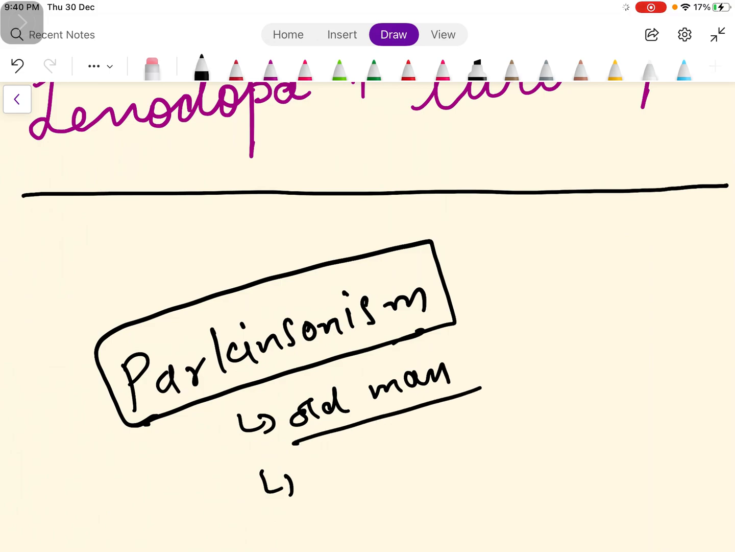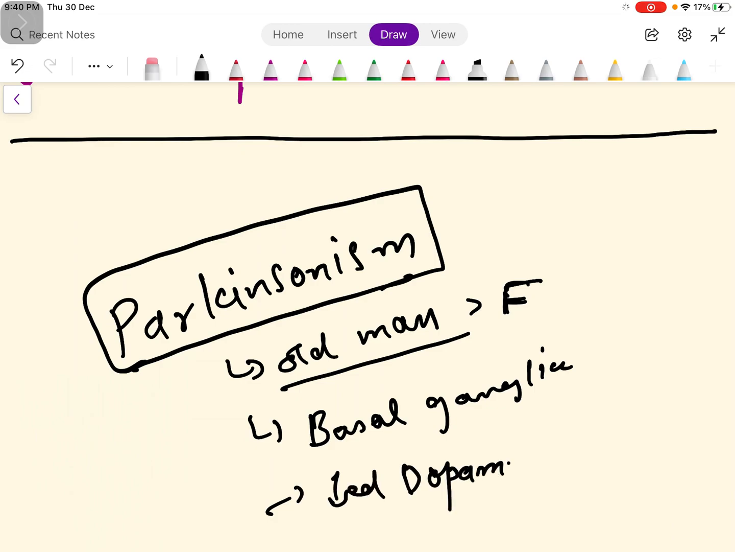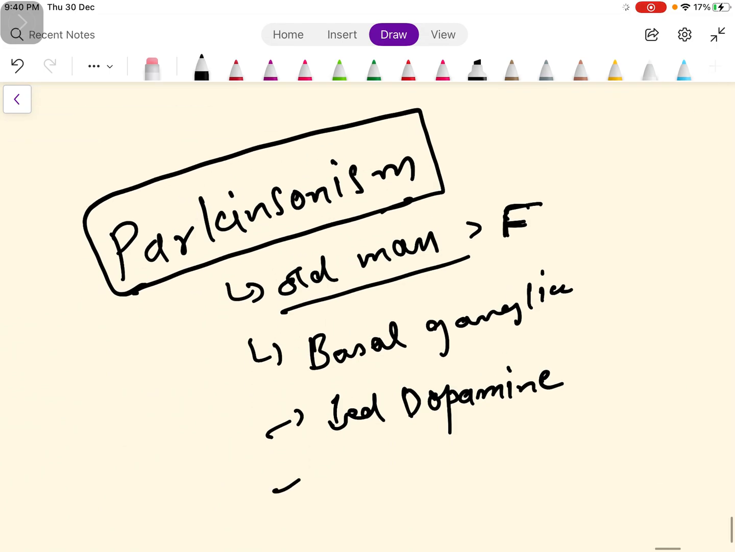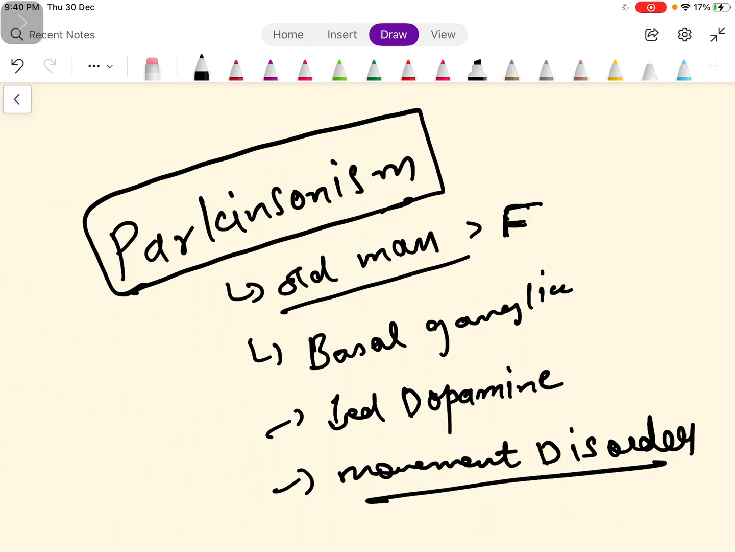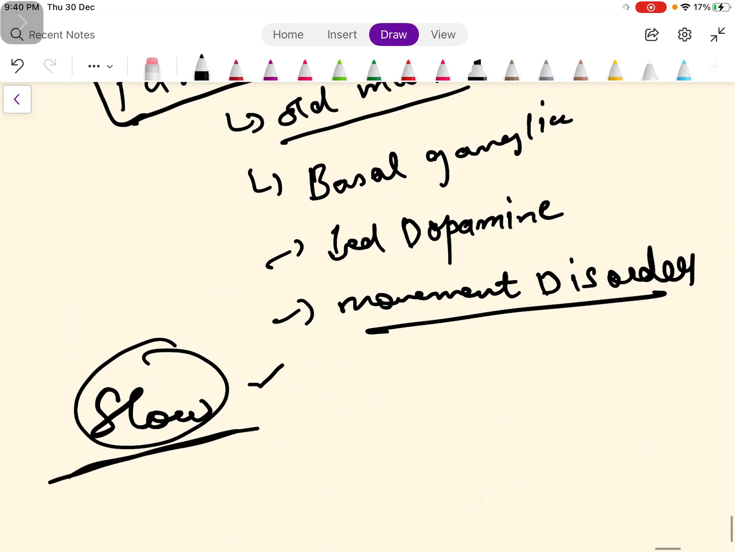Parkinsonism mostly occurs in old men, more than females, right? It is a disease of the basal ganglia because of decreased dopamine in the basal ganglia region, which causes a movement disorder. Okay, so there is a movement disorder. In short, in this Parkinsonism, the patient becomes slow.